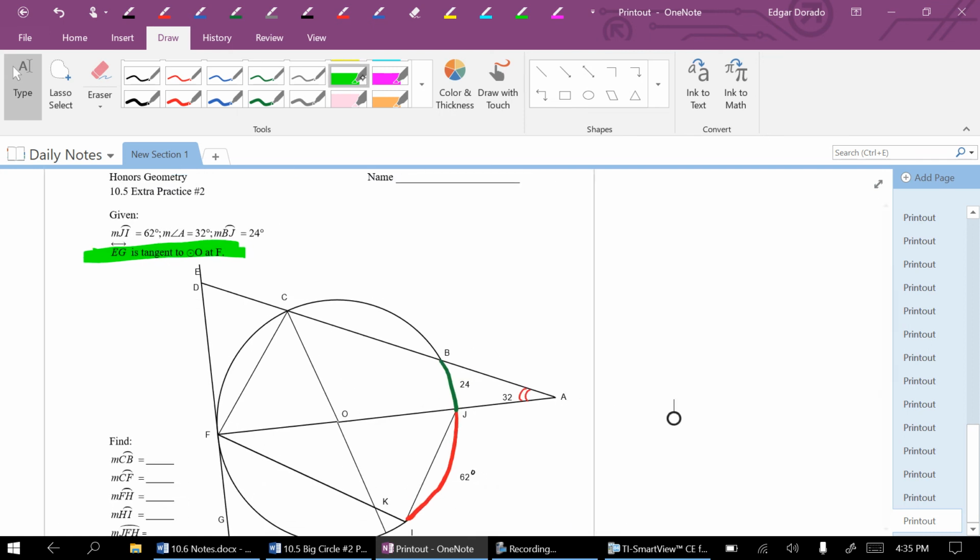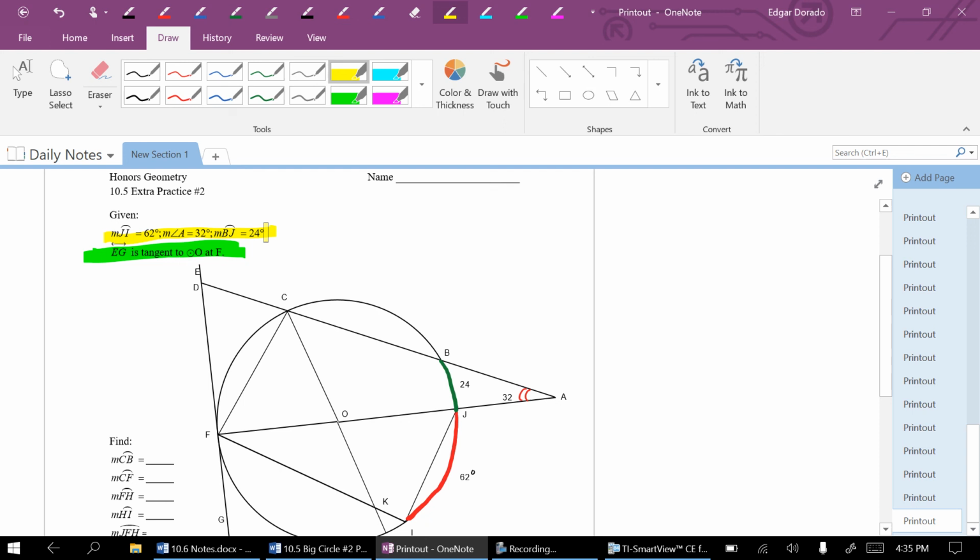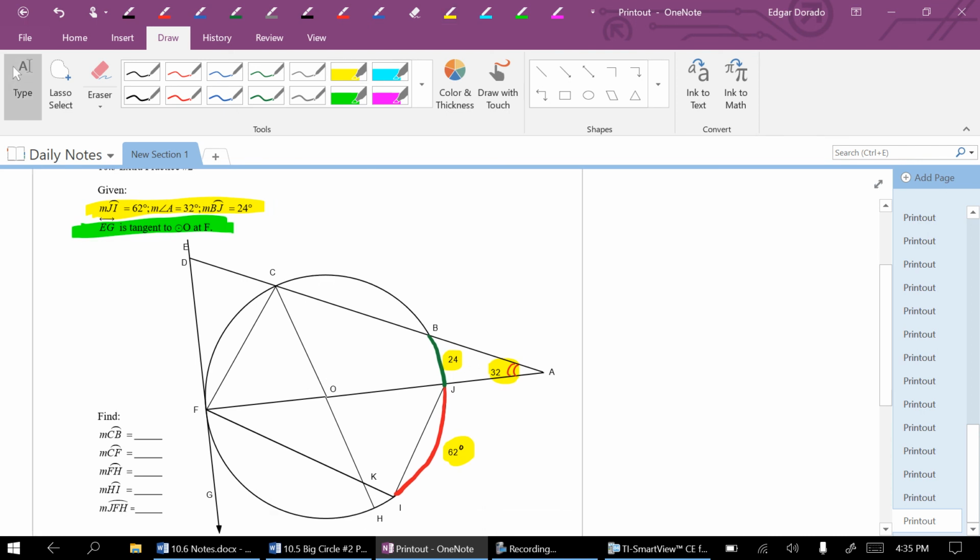You are given a few pieces of information here. The measure of arc JI is 62. The measure of angle A is 32 degrees, that's given here, and the measure of arc BJ is right there, and that was 24. We're going to go ahead and figure out a few more pieces of information here.